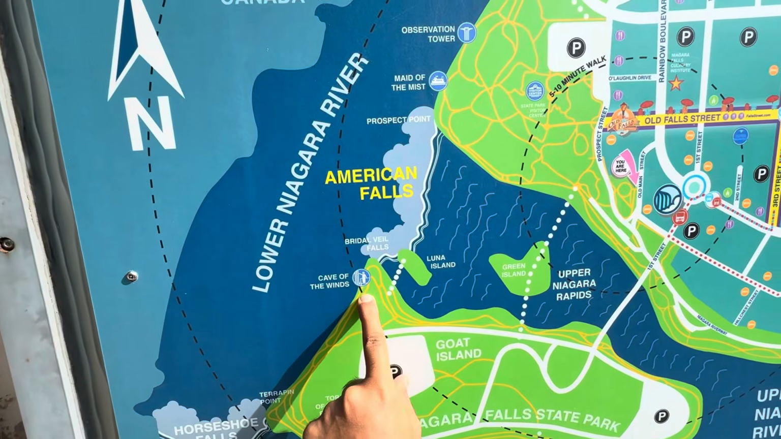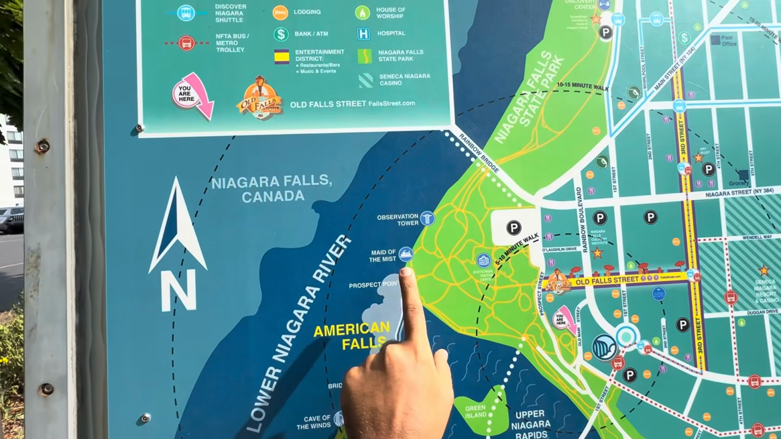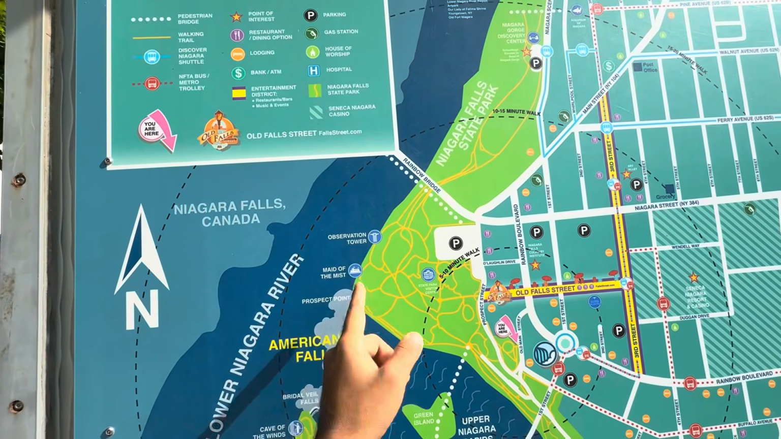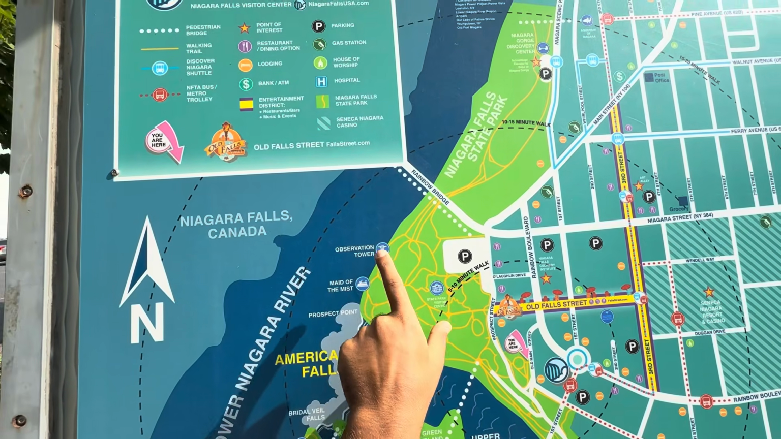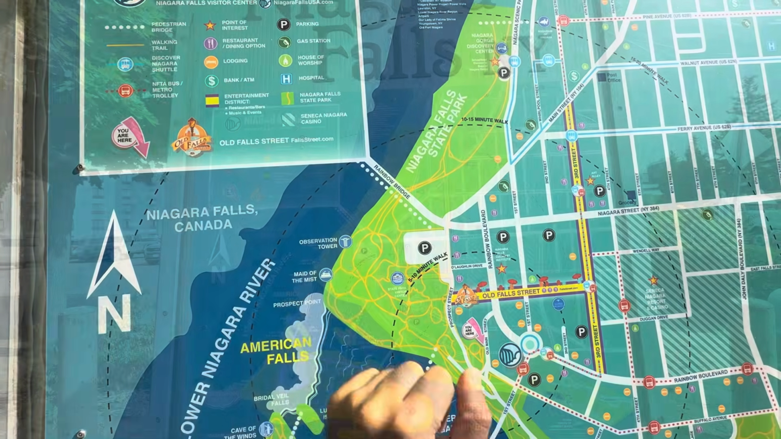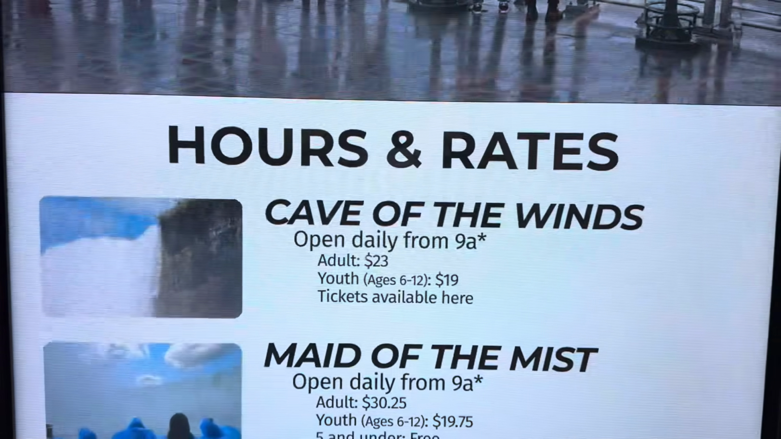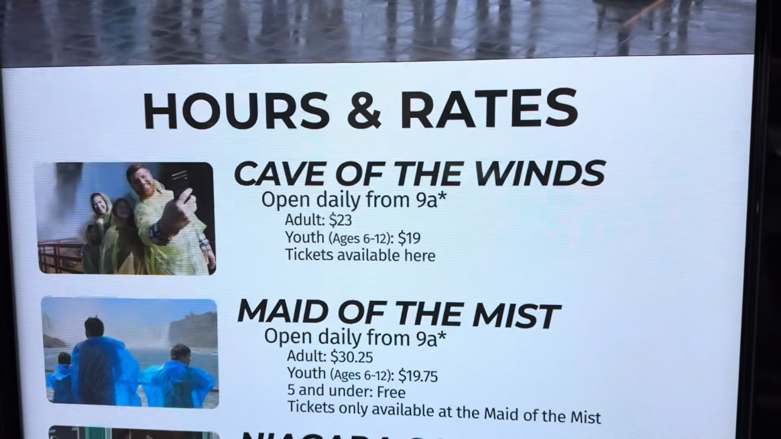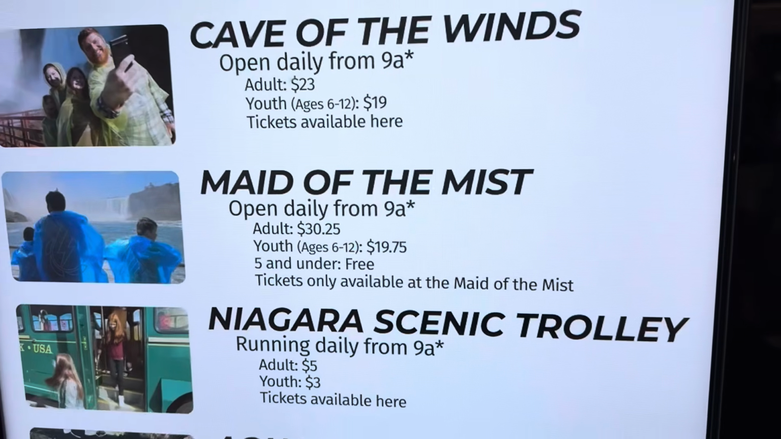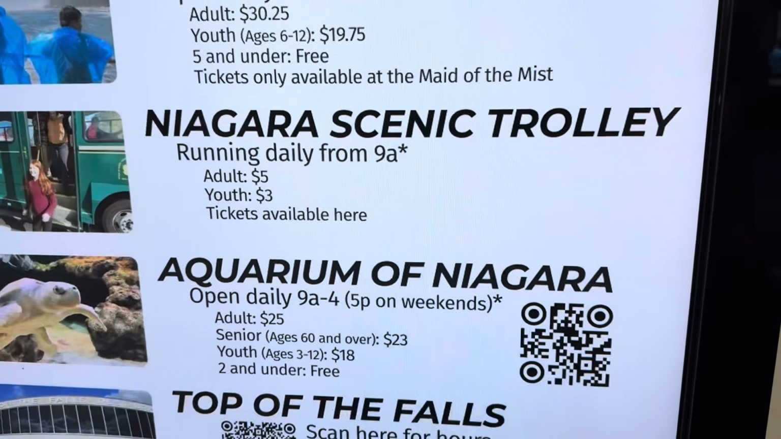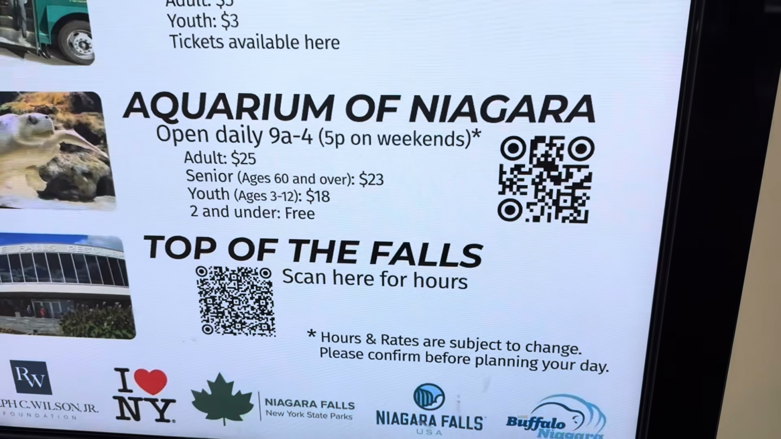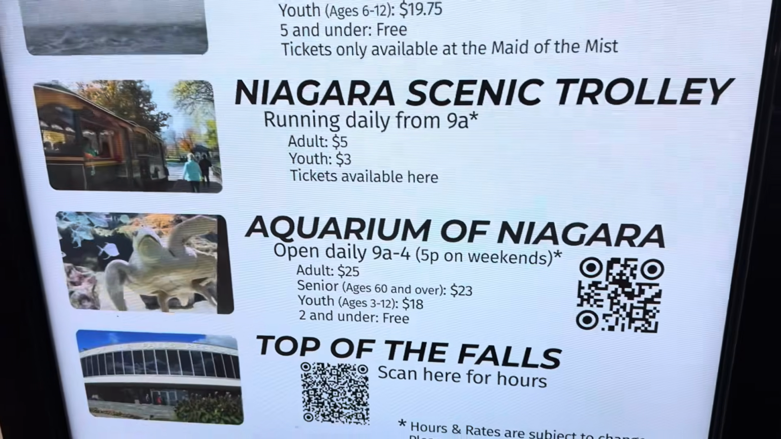Cave of the Winds is also on Goat Island, and you will also see Maid of the Mist on another part of Niagara Falls State Park, and the observation tower is also over there. So slowly we'll be exploring the whole area. Here are all the hours and rates of Cave of the Winds, Maid of the Mist, Niagara Scenic Trolley, Aquarium of Niagara, and Top of the Falls are mentioned.